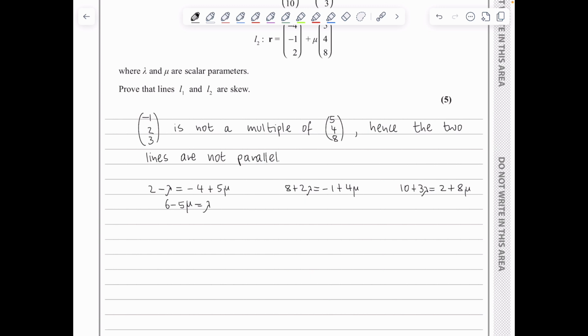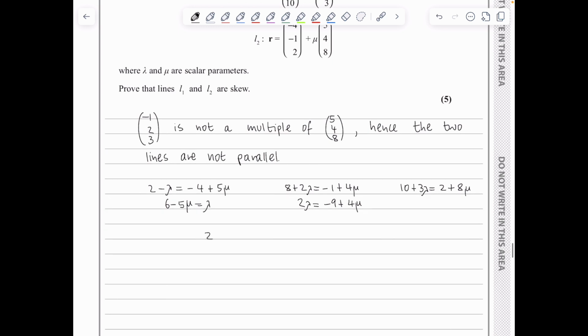From the second one, we get that 2 lambda is equal to minus 9 plus 4 mu. So I can substitute lambda is 6 minus 5 mu into this equation here, leading to 2 times 6 minus 5 mu is equal to negative 9 plus 4 mu. And therefore, we've got 12 minus 10 mu is equal to minus 9 plus 4 mu. So we've got 21 is 14 mu, which means that mu is 3 over 2.